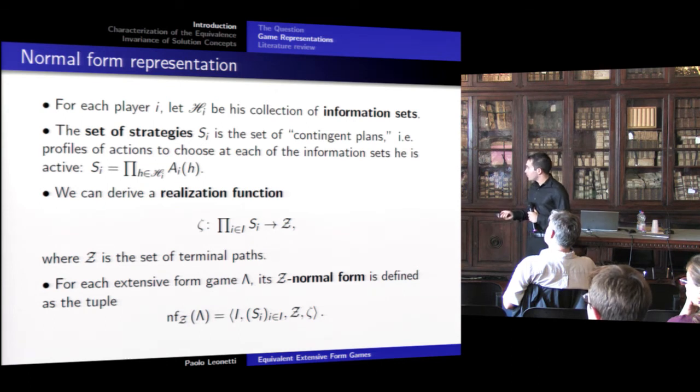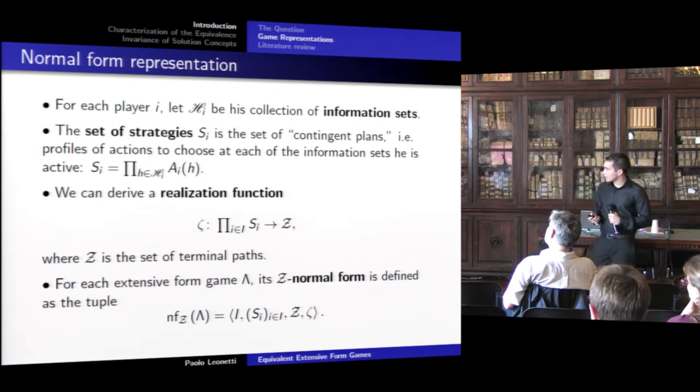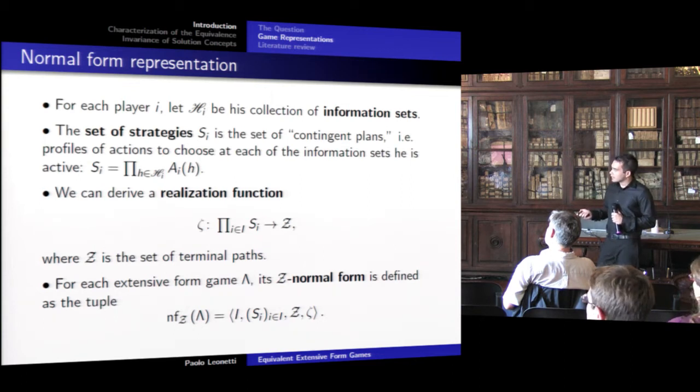What is a normal form? Given a game structure, its normal form is defined as the set of players, and for each one its set of strategies, the set of terminal paths, and the consequence function, the realization function.